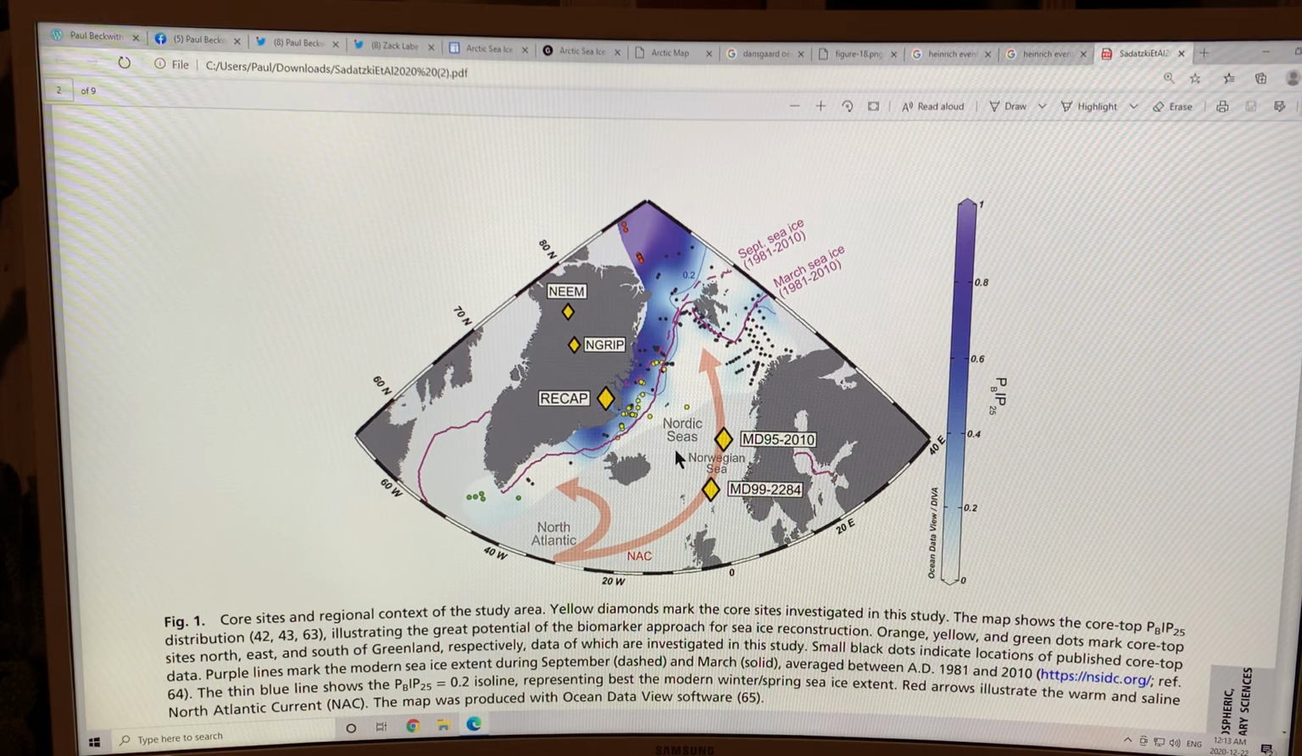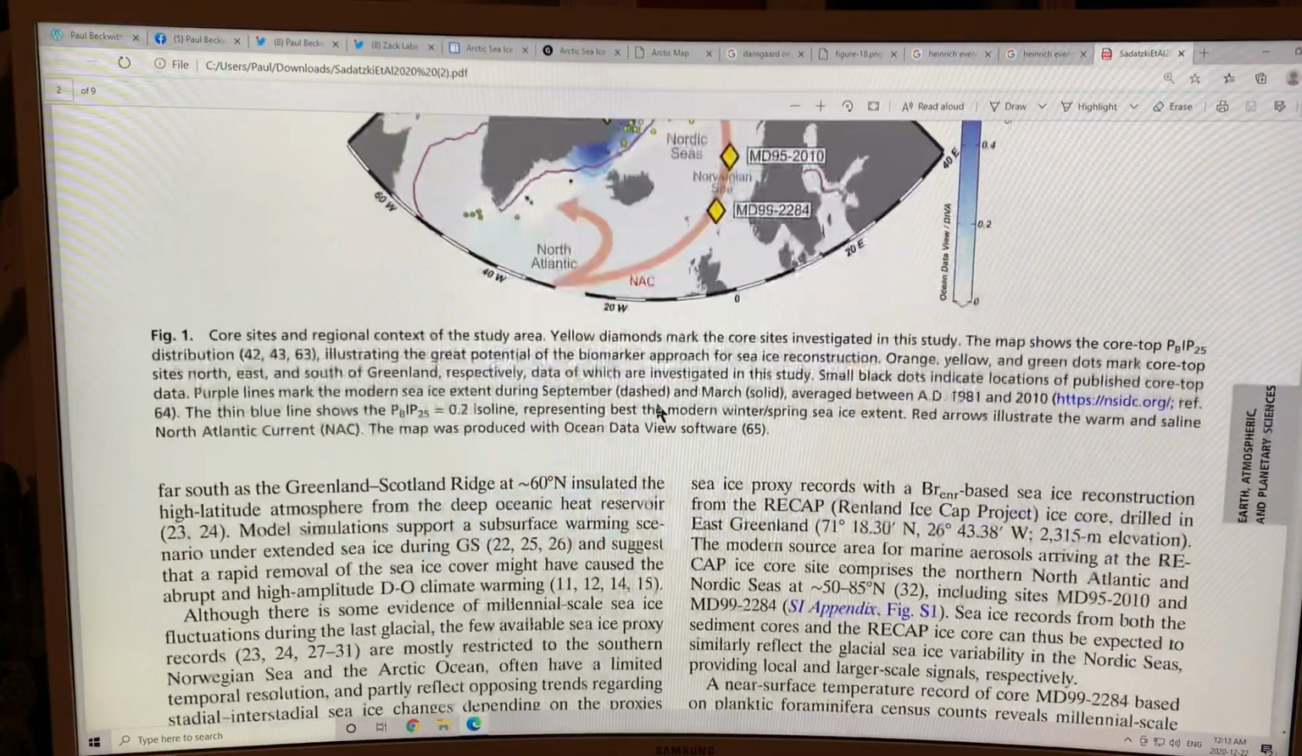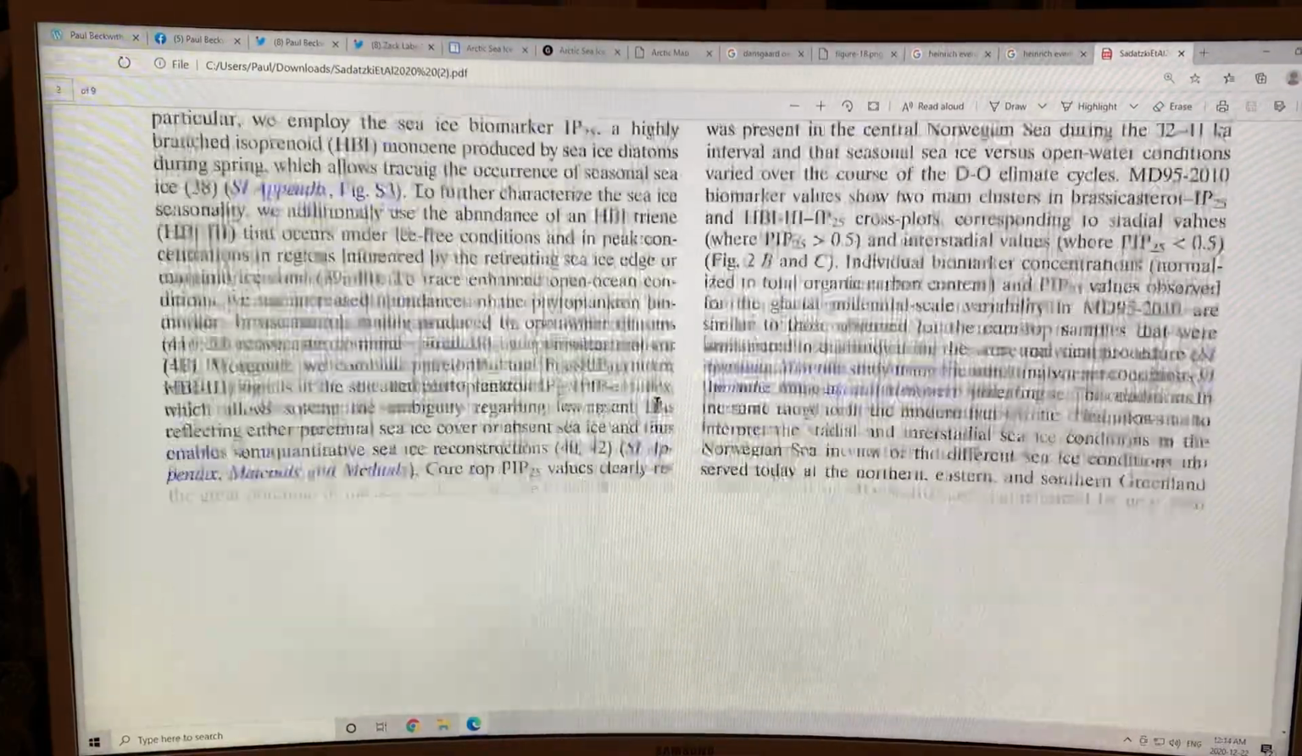So the most recent data from the biomarkers shows high concentrations here. So this is matching nicely to where the sea ice coverage is, the September sea ice and March sea ice here, the blue shading areas. So we can use this biomarker as we go back in time to get an idea as to where the ice was. Okay, so that's the key thing from that figure.